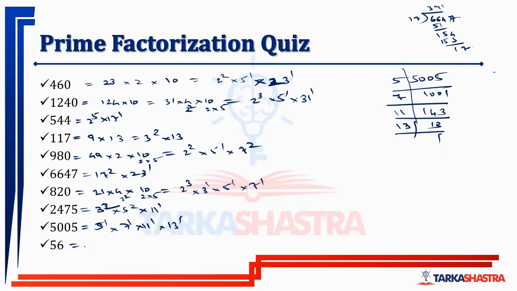Then 56 is very easy. It is 8 into 7. 8 into 7 is 2 cube into 7 raised to 1. So this is how you need to go ahead with the prime factorization. Now, if you have understood the prime factorization, you will understand the HCF and LCM quite easily. Okay, so let us go ahead with the HCF and LCM.